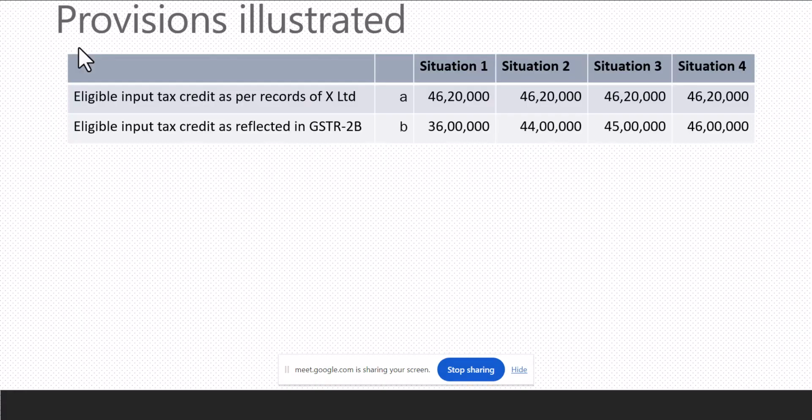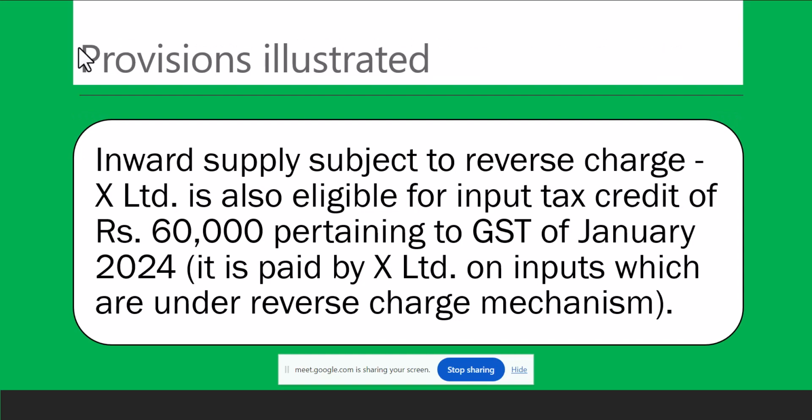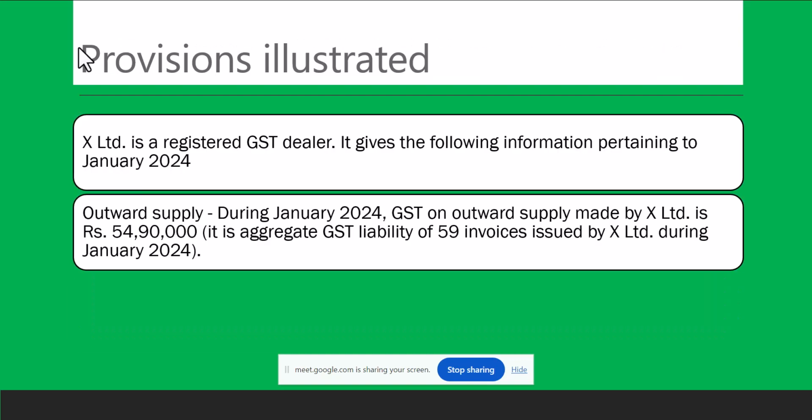Just have a look here. These are the four situations. So what is the total input tax credit as per the records? 46 lakhs, 46 lakhs, 46 lakhs. If you can just go here, yes, it was given here. Somewhere here.